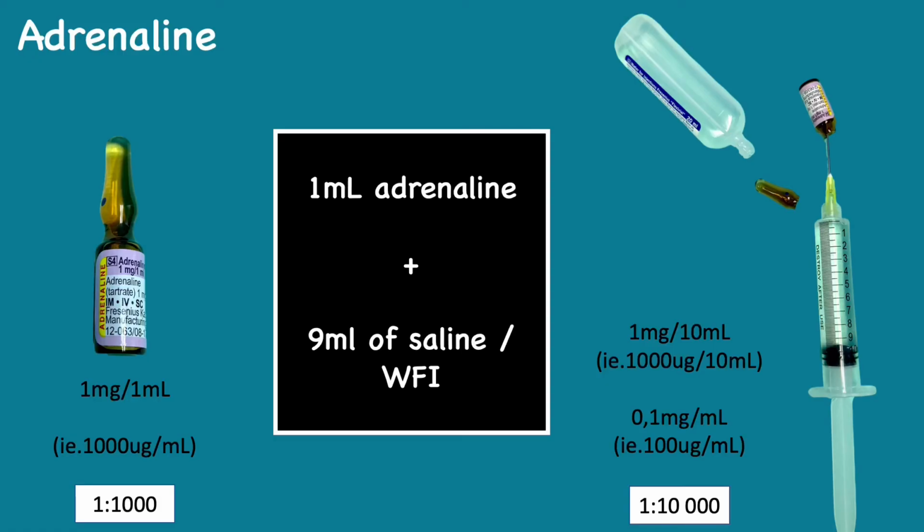Teeny tiny babies need teeny tiny doses of adrenaline. We can't give the same dose that we give an adult patient, so we can't give 1 milligram of adrenaline. So we need to prepare the adrenaline. 1 milligram of adrenaline, which is 1 ml, is added to 9 ml of normal saline or water for injection. This results in a solution of 1 in 10,000 or 100 micrograms per ml.